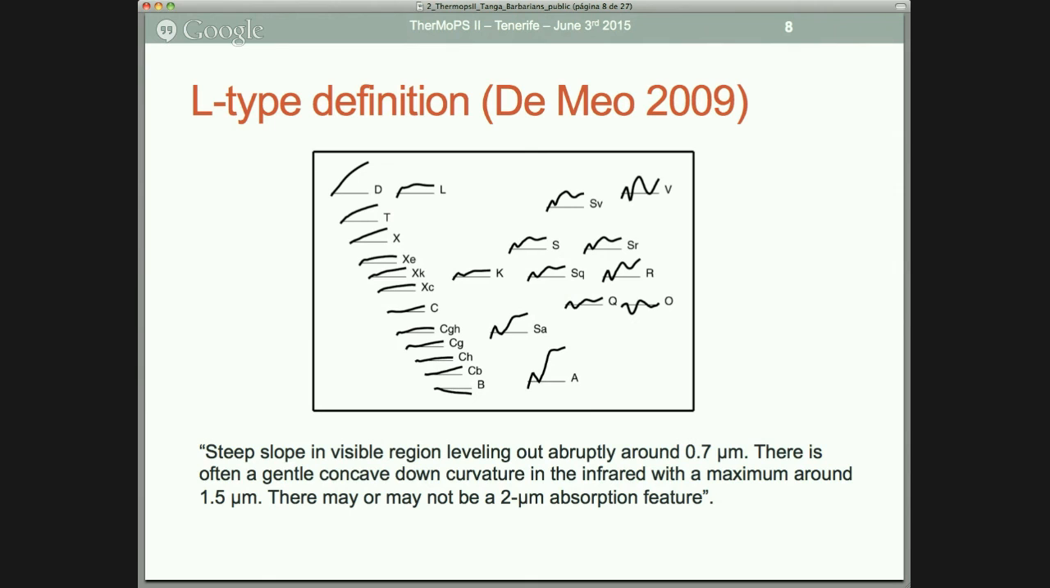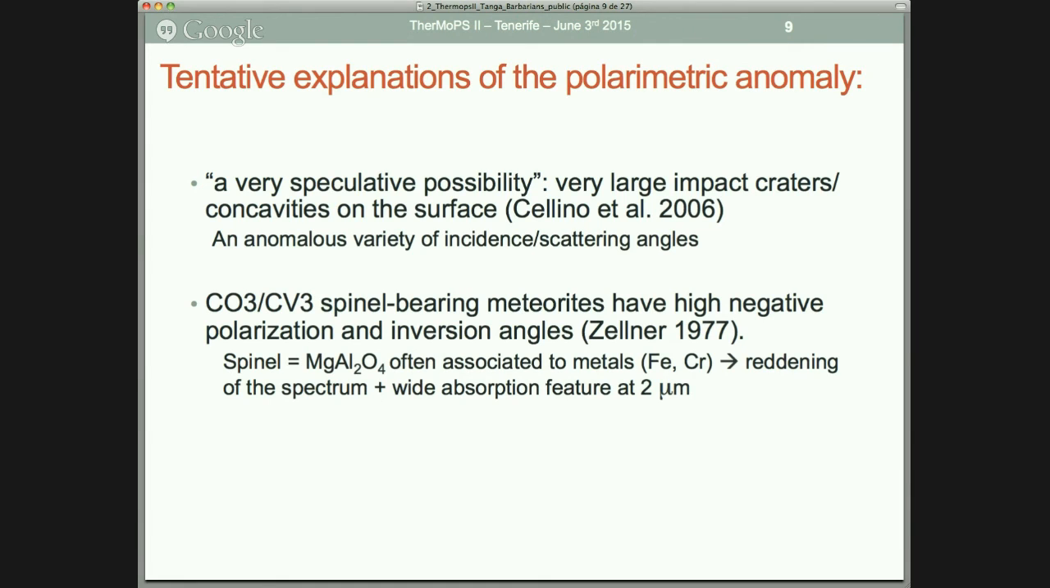So there was a first interpretation based on the polarimetric observations, namely by Alberto, starting from the first discovery. A very speculative possibility was that very large impact craters or concavities on the surface could affect the distribution of the incidence and scattering angles, and so have an influence on the resulting polarization measured by a remote observer.